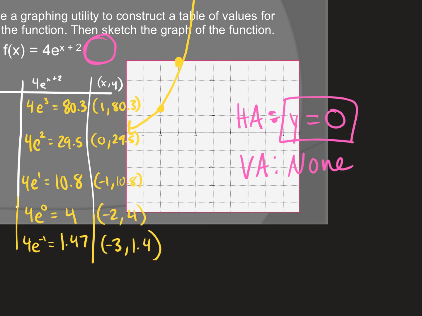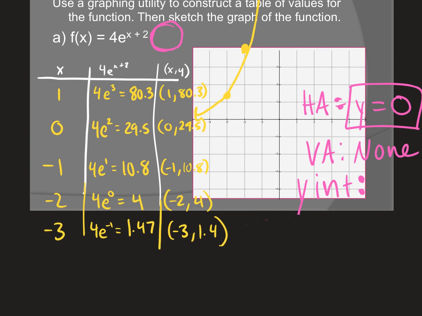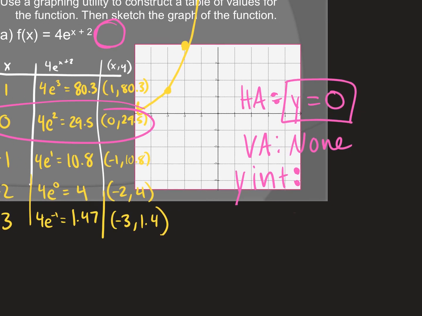And then what is my y-intercept? We can't clearly see where we cross the y-axis here, but how did I find my y-intercept? I plugged 0 in for x, so I already did that here. I plugged 0 in for x, so what is my y-intercept? 0, 29.5.